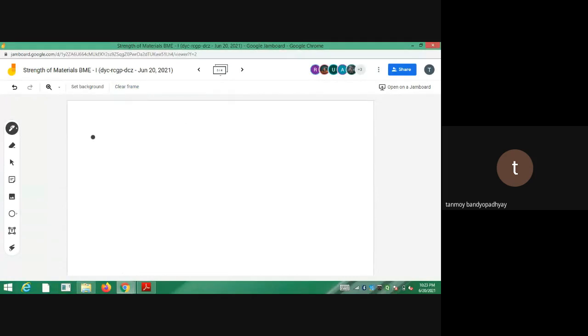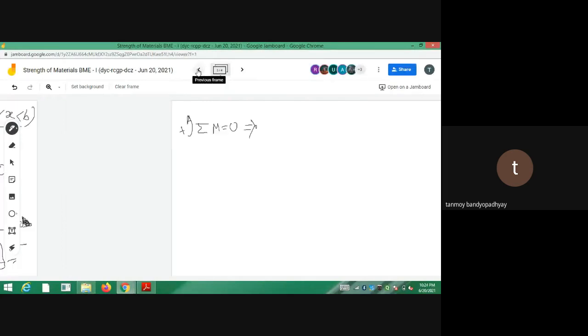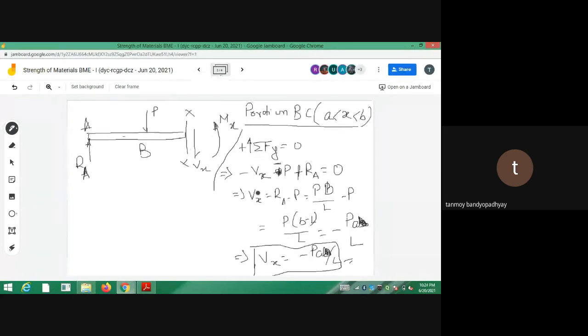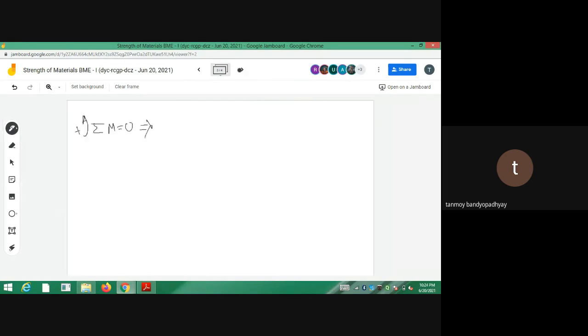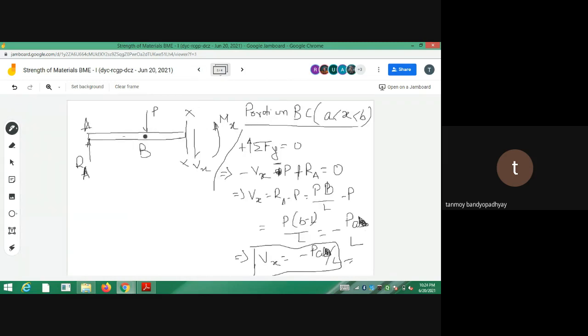So now if I balance the moments, so sigma m is equal to 0. What are the moments acting? So mx is actually your what? Mx is your anti-clockwise, so you are having minus mx. What else? Then is your moment a. So this distance is small x, and what is this distance? This distance will be x minus a.